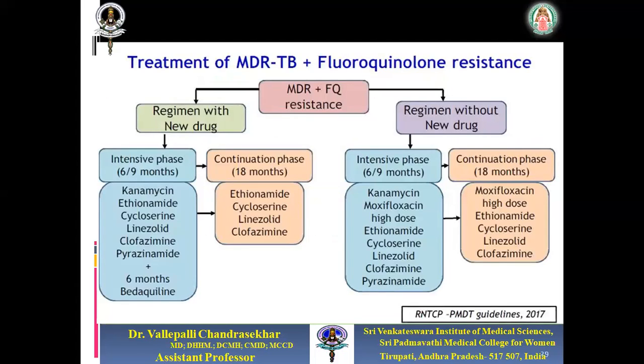Okay, this is the flowchart for treatment of MDR TB where there is fluoroquinolone resistance. We are starting with a regimen with new drug or a regimen without new drug. The new drug is bedaquiline. There are two phases, intensive phase and continuation phase. The intensive phase lasts for 6 to 9 months, and we are giving drugs like kanamycin, ethionamide, cycloserine, linezolid, clofazimine, pyrazinamide, which you have seen in the previous slides, and we are adding a 6 month course of bedaquiline. In the continuation phase, we are giving ethionamide, cycloserine, linezolid, clofazimine for 18 months.